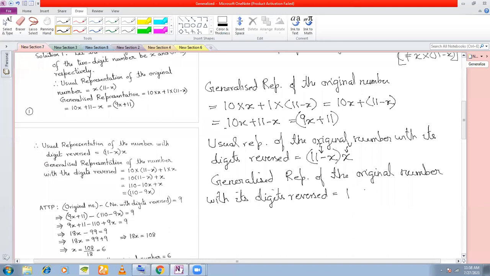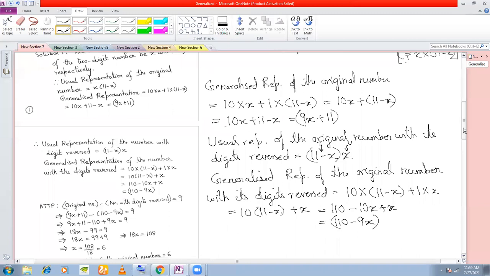So this time we'll multiply 10 with 11 minus x and we'll multiply 1 with x. How much do we get? 10 into 11 minus x plus 1 into x is x. Now you open the brackets. 10 into 11 is 110 minus 10x plus x. So what do we get here? 110 minus 9x. That is what we get, right? This is after I reverse the digits.